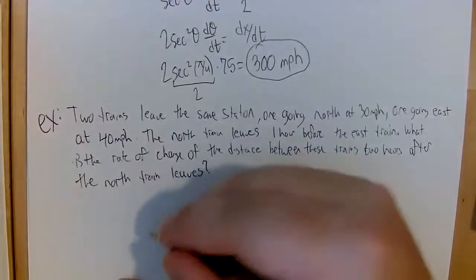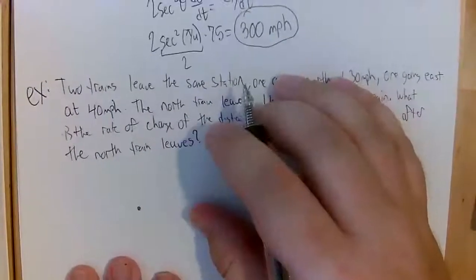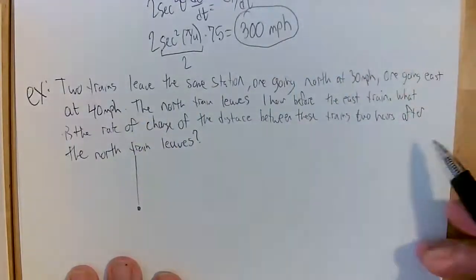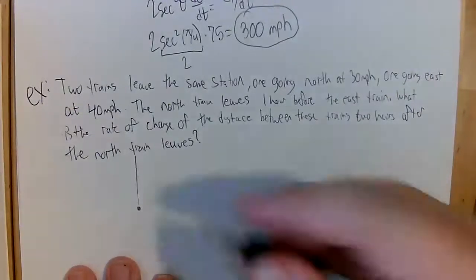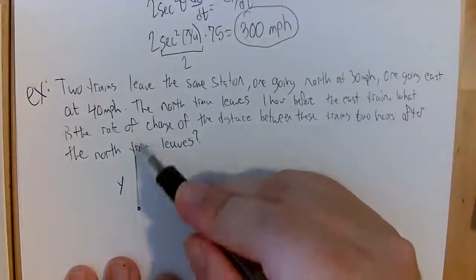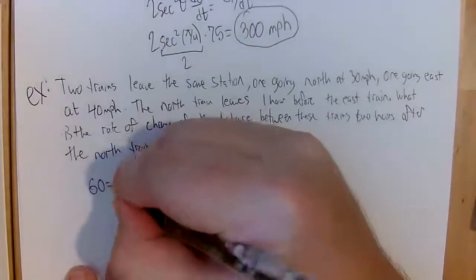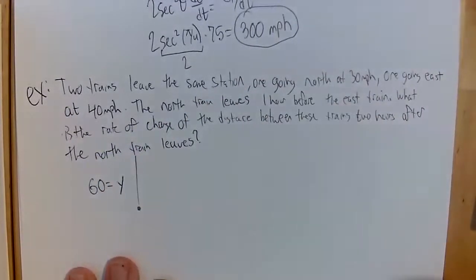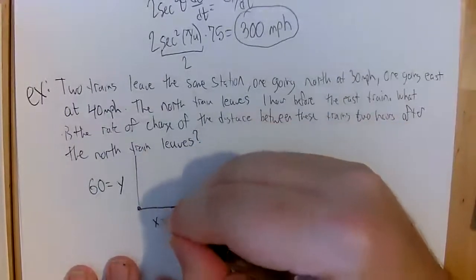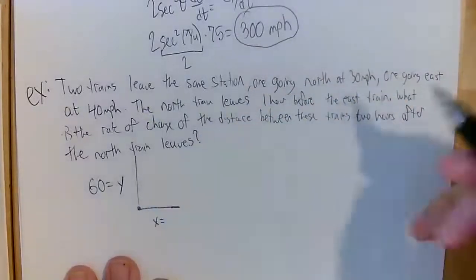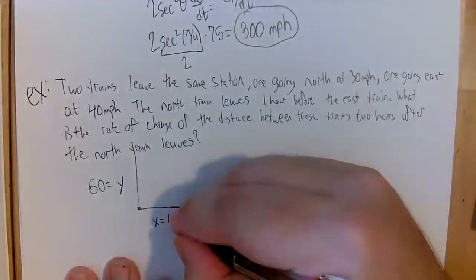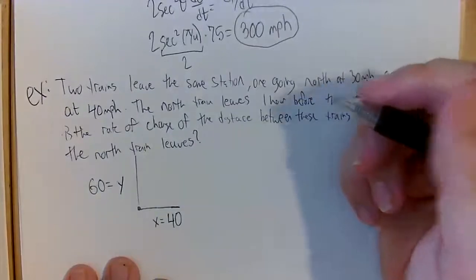All right, so let's draw our picture here. Let's imagine that this point is our train station, right? And the north train has moved this way. Now, the north train has been able to go for 2 hours. So if it goes for 2 hours at 30 miles per hour, I'm going to call this distance y for vertical, and we know it's going to be 60. All right, and then we have our east train that's moving this way. We'll call the horizontal distance x, and it only gets 1 hour to move because it leaves 1 hour after the north train does. So this will only be 40 right here.